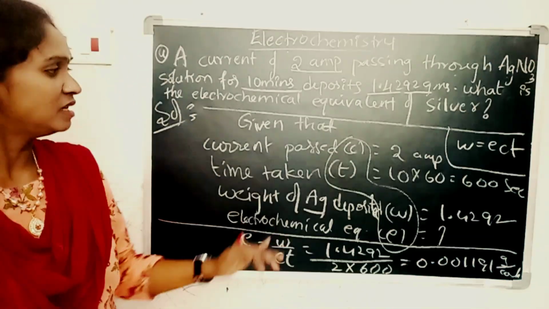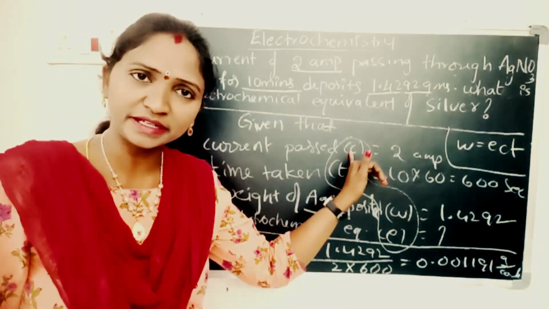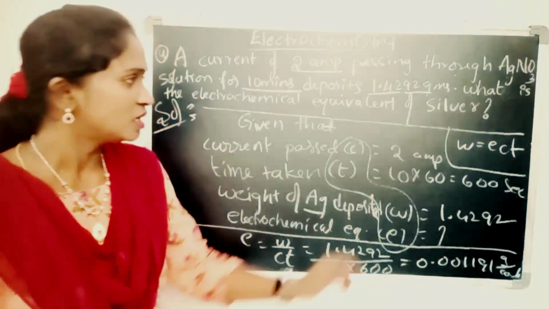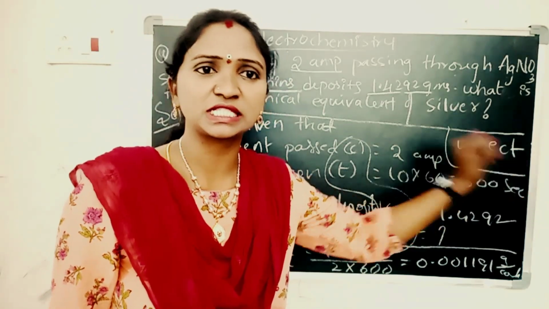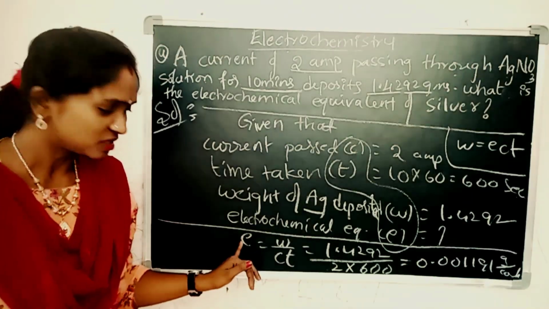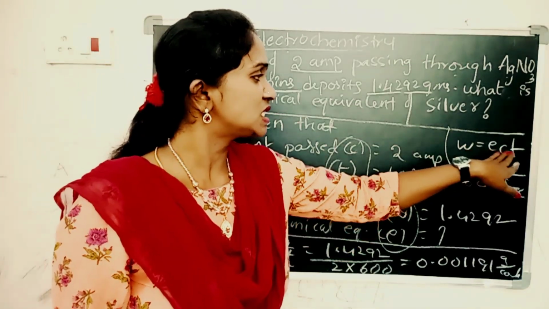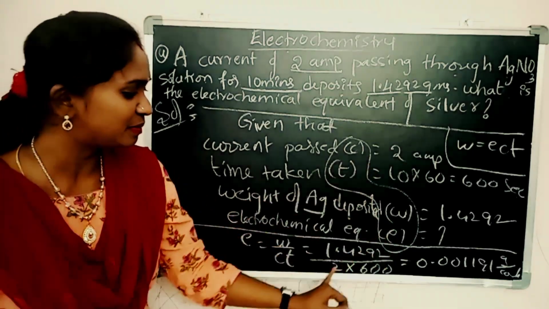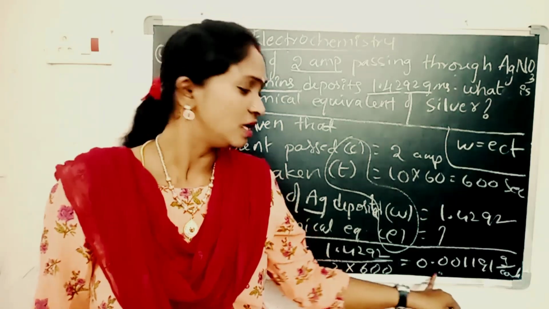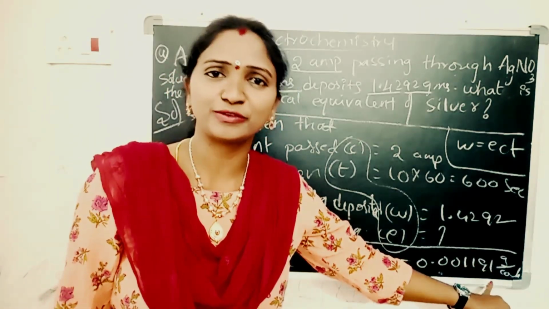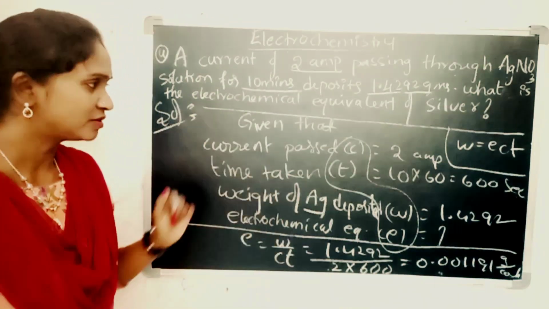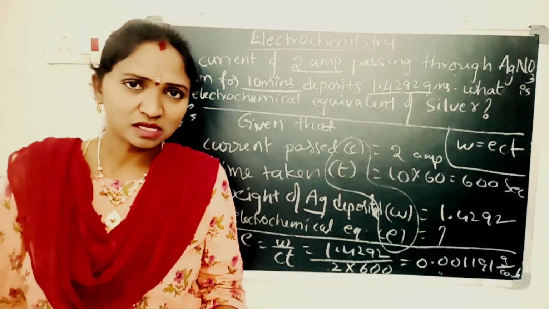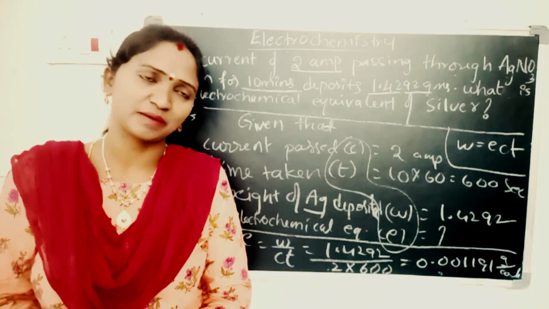So they gave C, the current in amperes, time in seconds, and W, the weight of the substance deposited. So we can use W equal to ECT. This is the formula we are using here. Small e equal to W by CT. Placing the values and calculating, finally we get 0.001191 gram per coulomb. This is the calculation of electrochemical equivalent by current and time, with current in amperes and time in seconds.